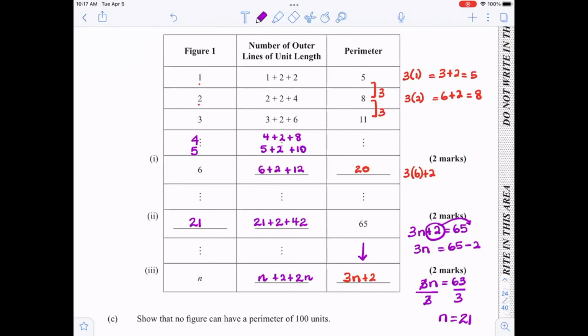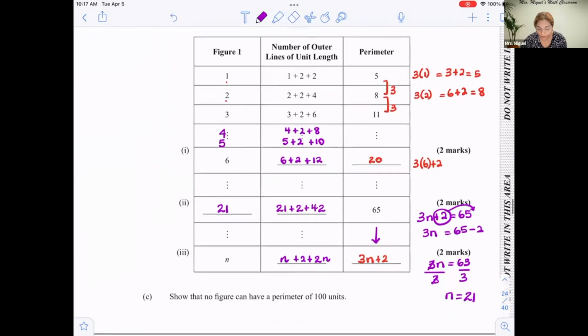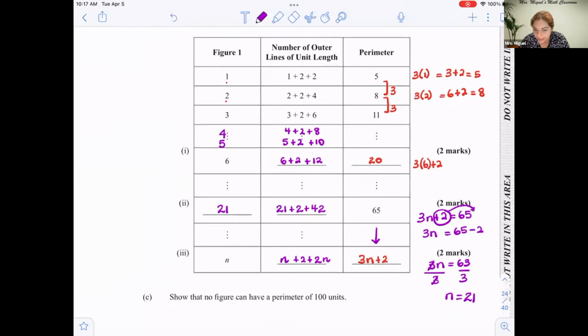Yes, Miss. Yes, Miss. So those of you who didn't get it, I am leaving it on the screen so that you can take it down, right?